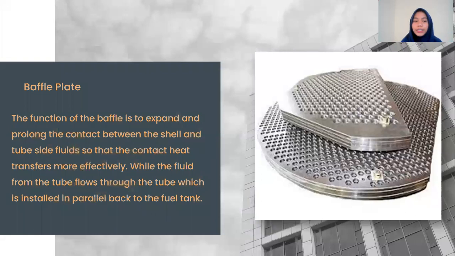The fourth picture is the baffle plate. The function of the baffle is to expand and prolong the contact between the shell and tube side fluids so that the heat transfer through contact is more effective. While the fluid from the tube flows through the tube which is installed in parallel back to the fuel tank.